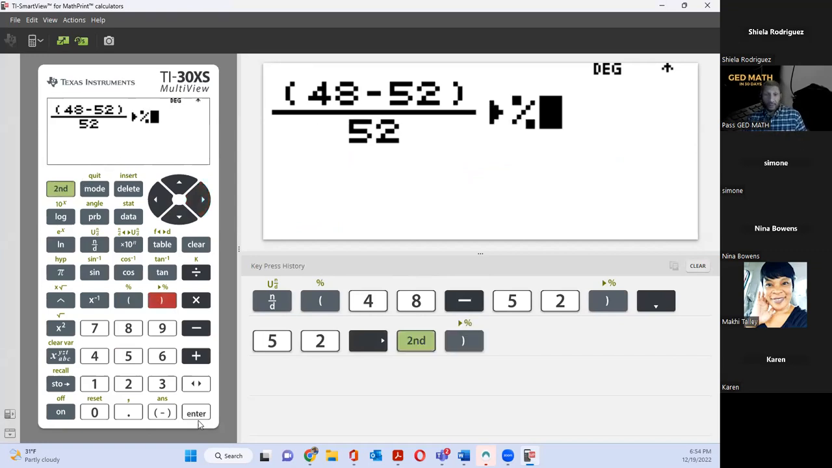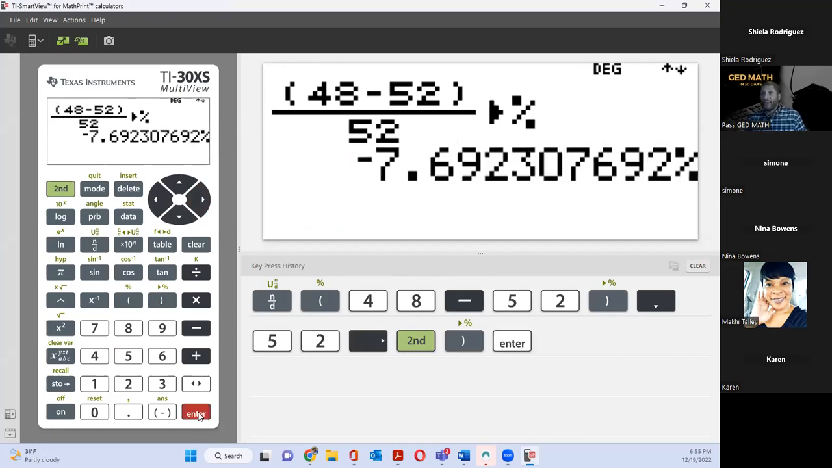Bam. I didn't do any work. Learn how to use this calculator. So your percent decrease, if we rounded off to the nearest whole percent, would be 8%. So it'd be an 8% decrease. Understand? Good. I'm loving it.